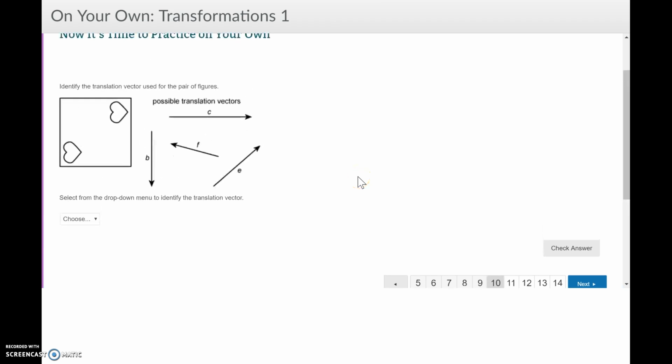All right, now we're looking at the heart. Once again, the straight down, if we took this heart and went straight down, it's going to be over here somewhere. The C, if we took the heart and went straight that way, it would be down here. If we did F and went from, I would say, middle right to top left, that's going to be over here somewhere. But E starts at the bottom left and goes to the top right, bottom left, top right.